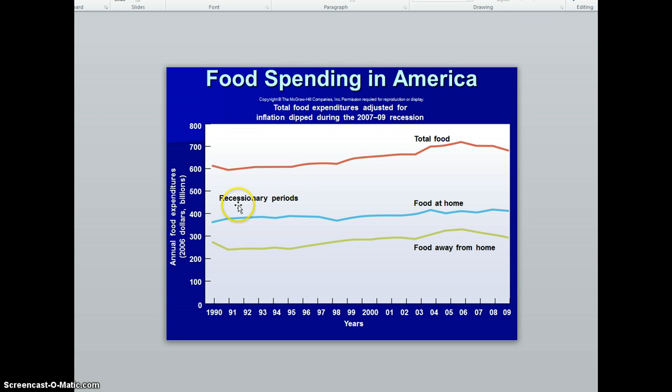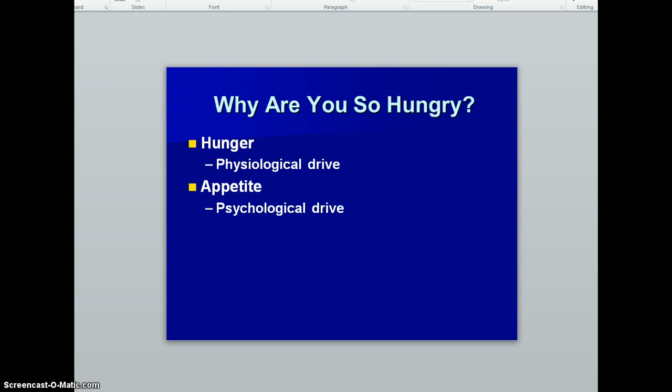When we look at our food spending, we spend about 12% of our income on food, which is actually the lowest in any developed nation. So it's interesting. We think we spend a lot on food, but in comparison to some of the other developed nations, we actually do not. I want to talk a little bit about hunger and the difference between hunger and appetite.